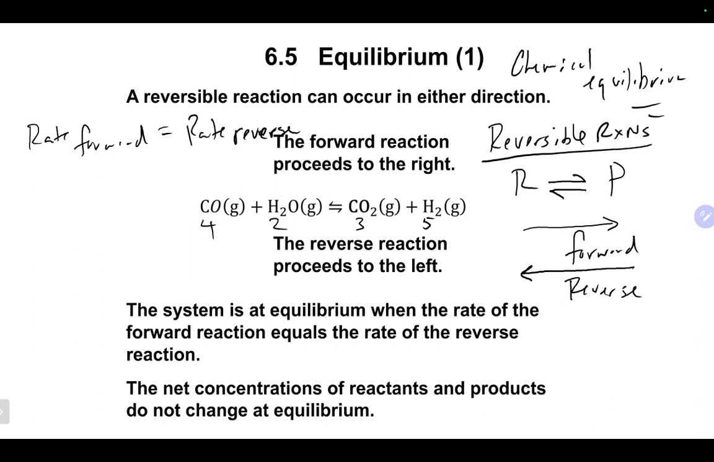So the system is at equilibrium when the rate of the forward reaction equals the rate of the reverse reaction, essentially locking everybody into their concentrations, or even pressures. If you're dealing with gases, they'll be locked into certain pressures at that particular point. Their concentrations or pressures really won't change unless something happens to it that messes up the equilibrium.